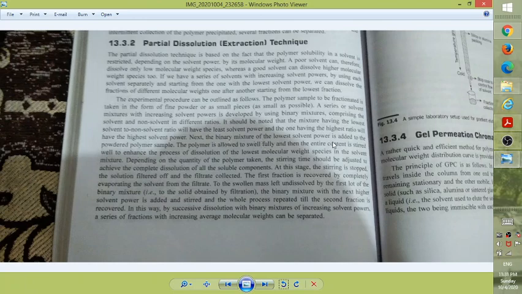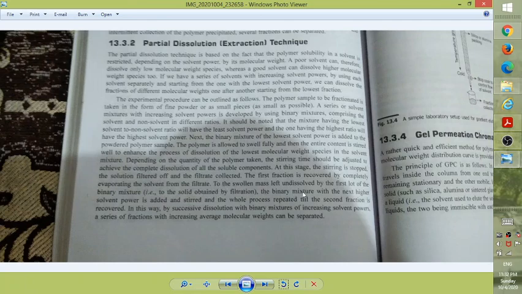Next, the binary mixture of the lowest solvent power is added to the powdered polymer sample. The polymer sample is allowed to swell fully, and then the entire content is stirred well to enhance the process of dissolution of the lowest molecular weight species in the solvent mixture. Depending on the quantity of the polymer taken, the stirring time should be adjusted to achieve the complete dissolution of all the soluble components. At this stage, the stirring is stopped, the solution filtered off, and the filtrate collected. The first fraction is recovered completely by evaporating the solvent from the filtrate.